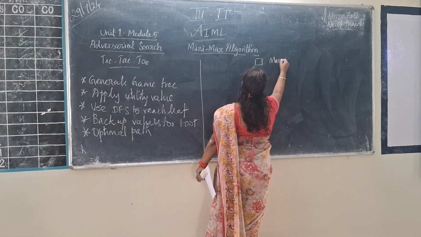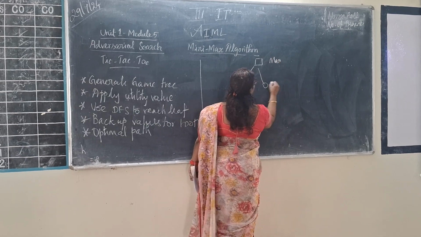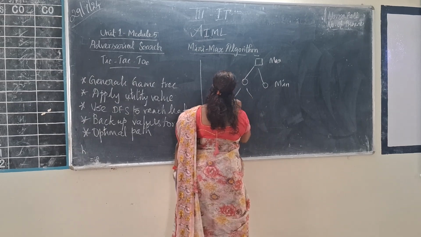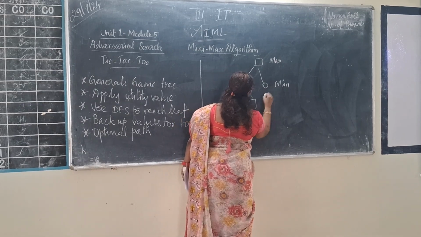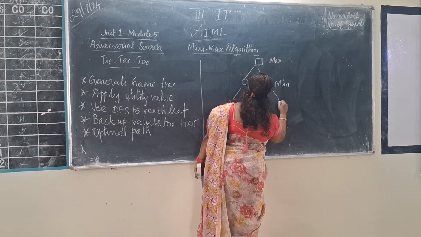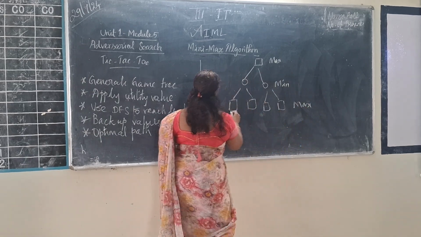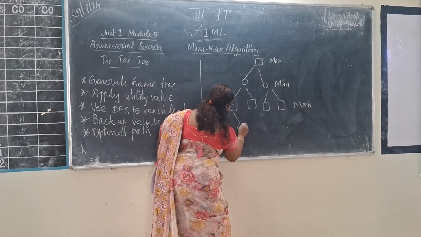This I am taking as max. To differentiate, I am giving this as a circle and this as a dot again. Any doubt you can ask me. This problem you are going to solve on your own.